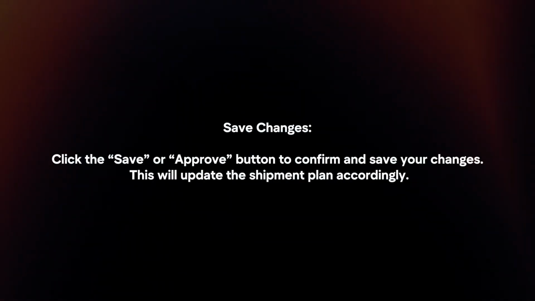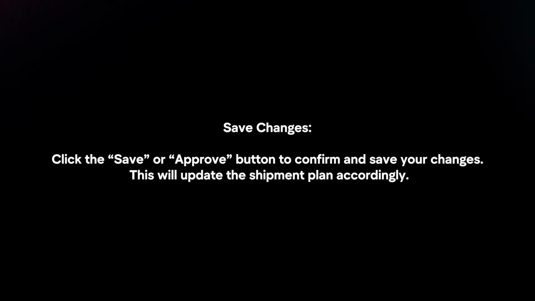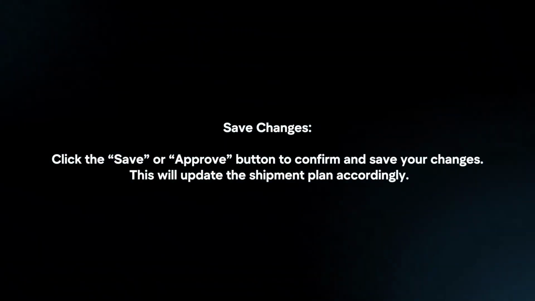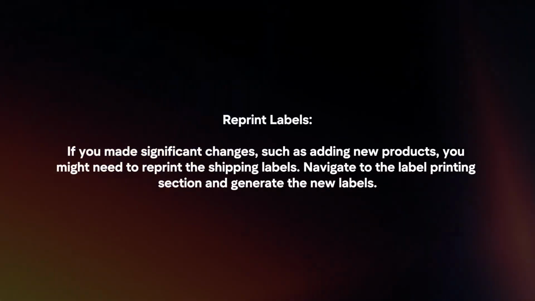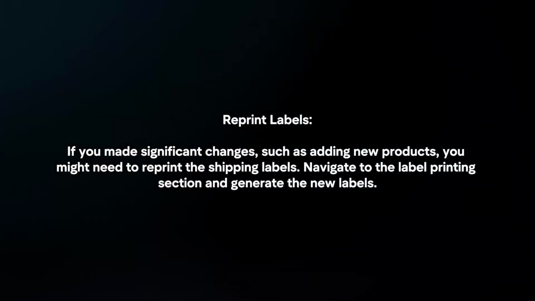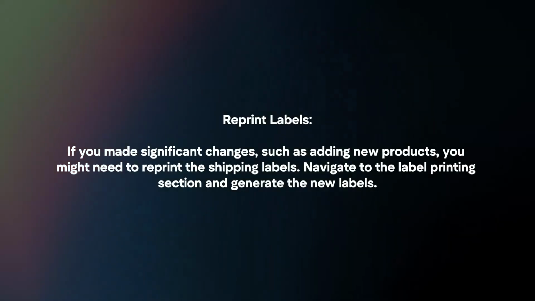Save changes. Click the Save or Approve button to confirm and save your changes. This will update the shipment plan accordingly. Reprint labels. If you made significant changes, such as adding new products, you might need to reprint the shipping labels. Navigate to the label printing section and generate the new labels.